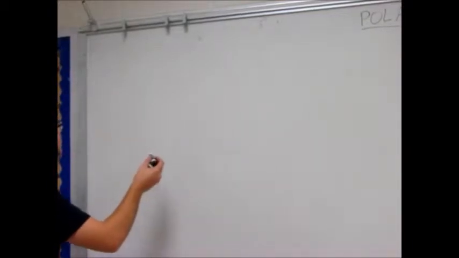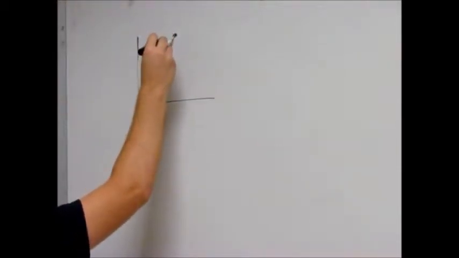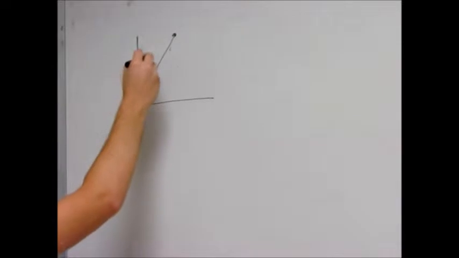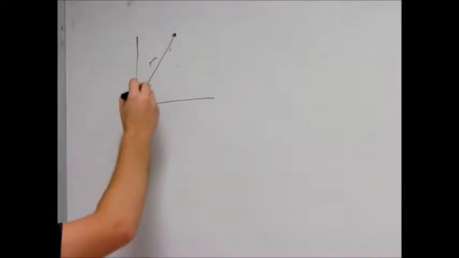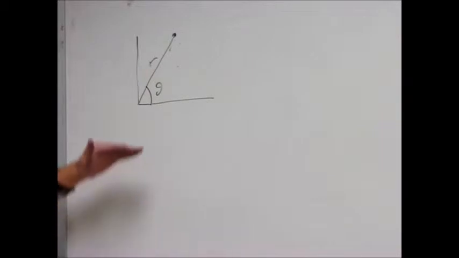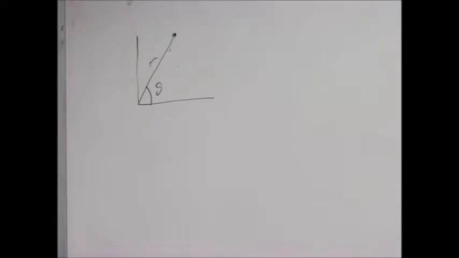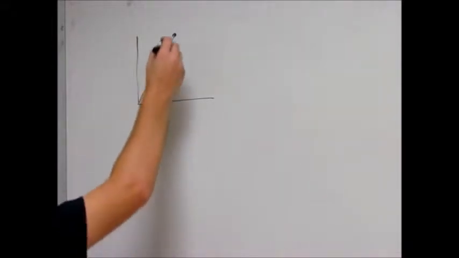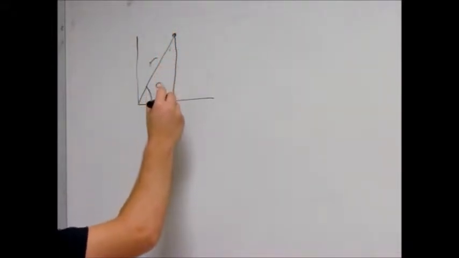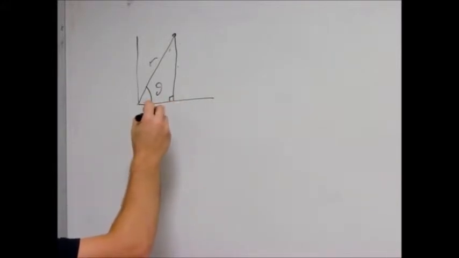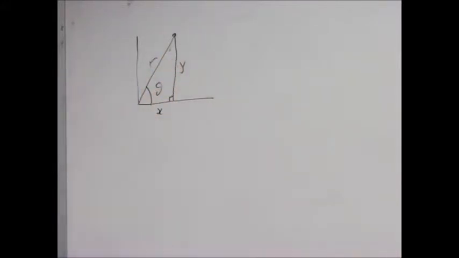Just a quick review of polar coordinates. Basically, you have a point, and instead of having x and y, you have r, the distance from the origin, and theta is the angle counterclockwise from the positive x-axis. And in polar coordinates, you have some basic ways to convert to and from rectangular coordinates.